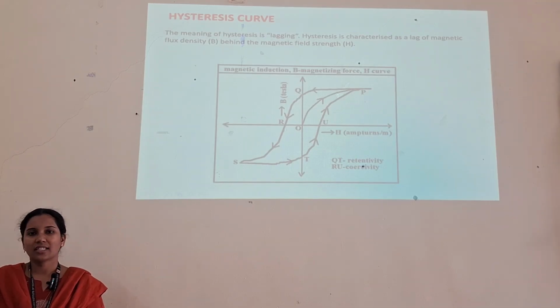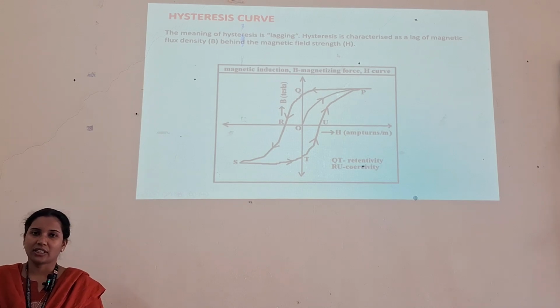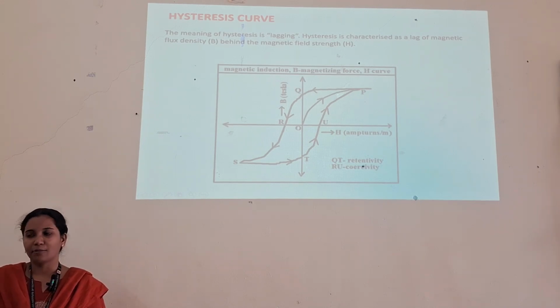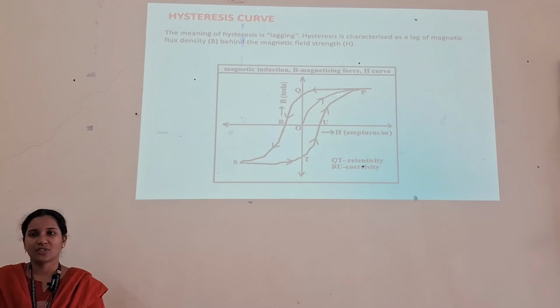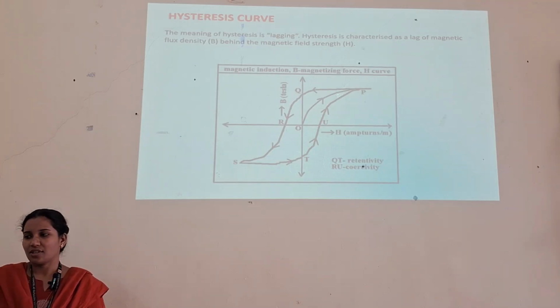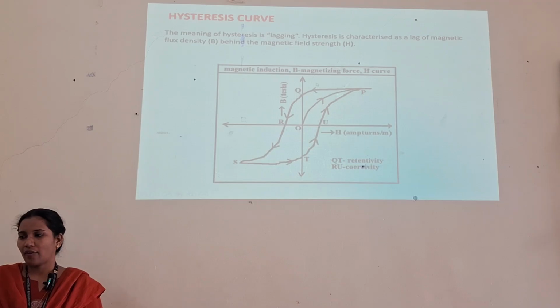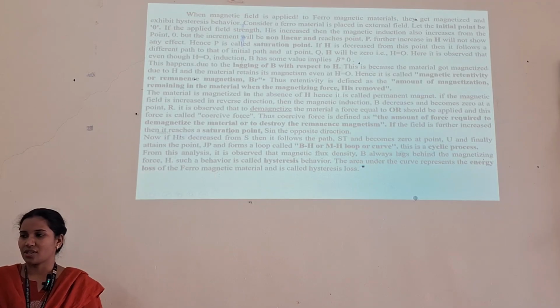The meaning of hysteresis is nothing but lagging. So what exactly does lagging mean? Hysteresis is characterized as a lag of magnetic flux density behind the magnetic field strength. The lagging of B, that is magnetic flux density, behind H, which is magnetic field strength, is nothing but hysteresis. This is the curve we get when we plot H against B. You can see this is the hysteresis curve.